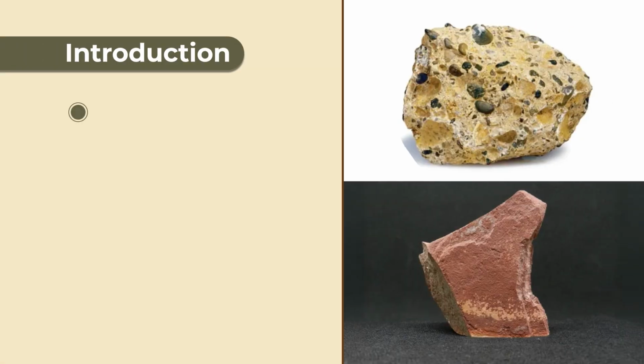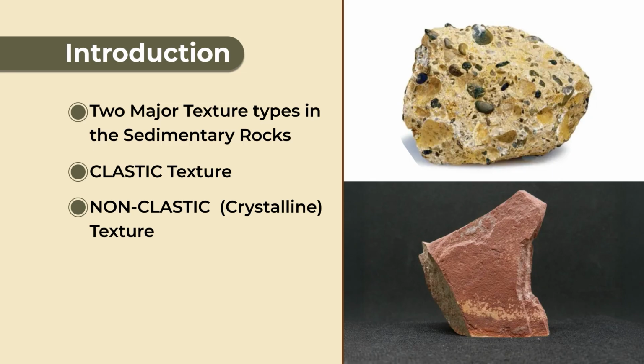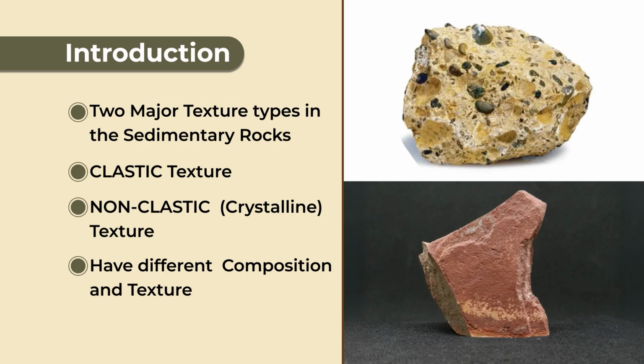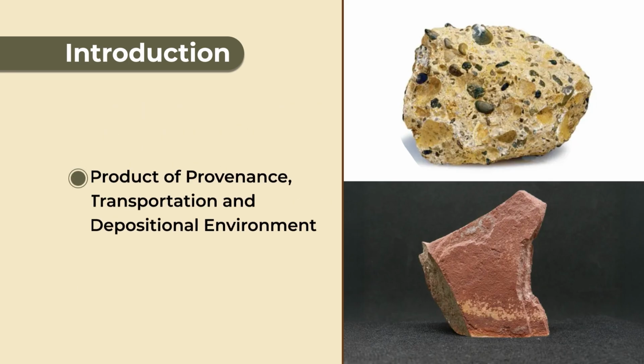There are two major texture types in sedimentary rocks. First is clastic texture, other is non-clastic texture, which you also call crystalline texture. They have different compositions and textures. They are the product of provenance, product of transportation, and various types of depositional environment. We'll discuss more details about the texture in this lecture.